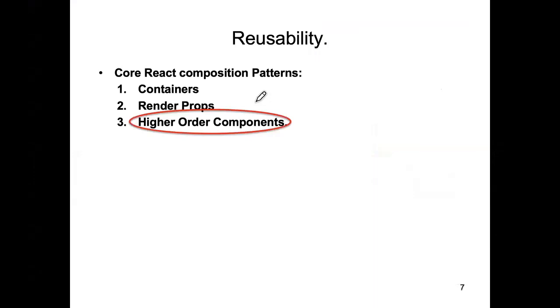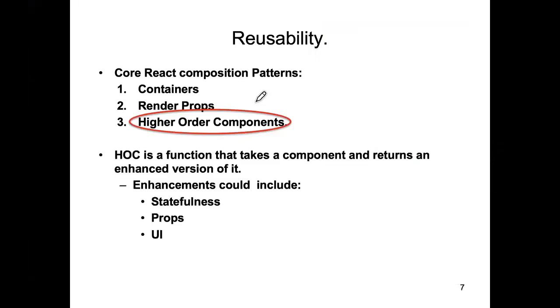Just finally, the other pattern is this higher order component pattern. We're not going to look at it, but the basic idea is that a higher order component is a function that takes a component and returns a new component from it. And the component that it returns is essentially an enhanced form of the component that it receives as a parameter. And I'm listing here just the different possible enhancements that might be carried out by this special function. It may receive a stateless component and turn it into a stateful one, or it may provide additional props to the component that it receives, or it may enhance the UI of the component that it receives. So these are all examples of what a higher order component function might do to a component that it receives.